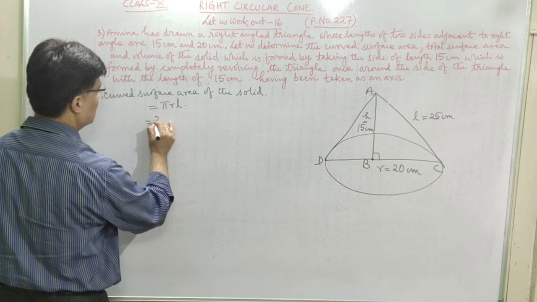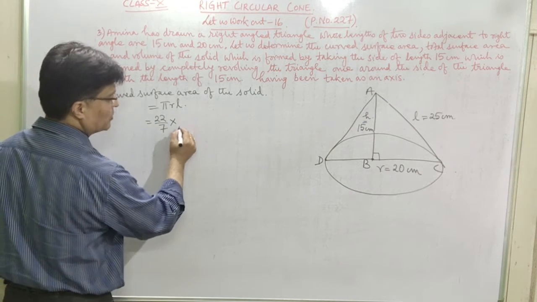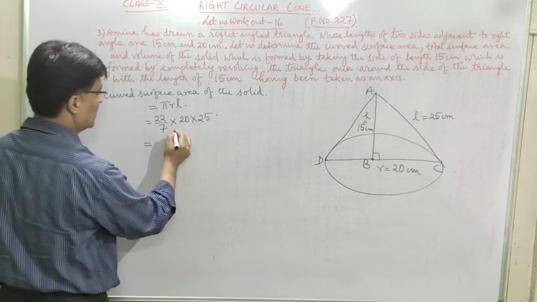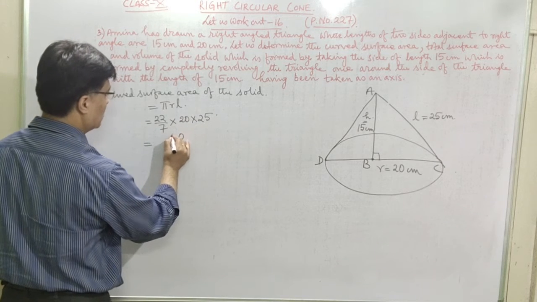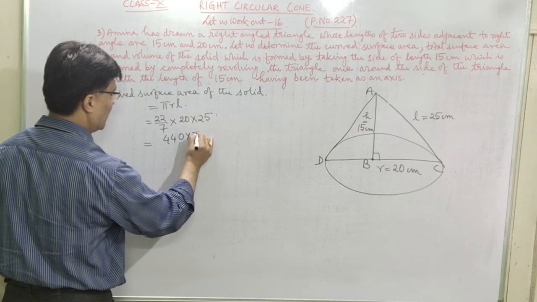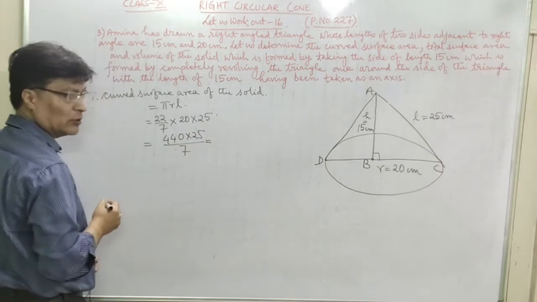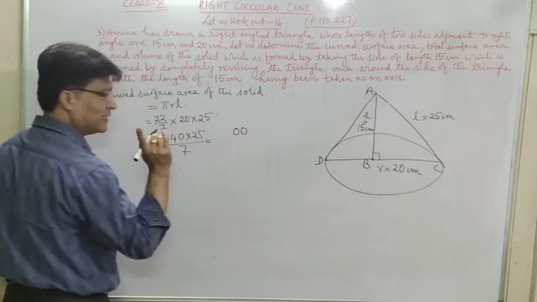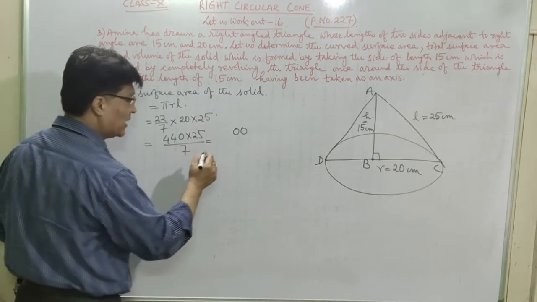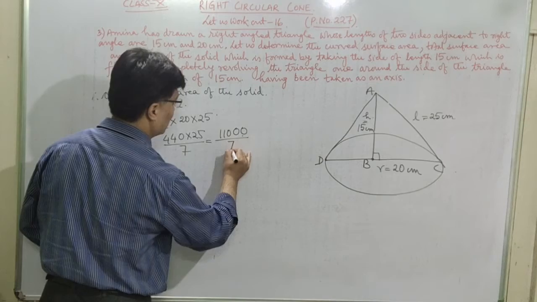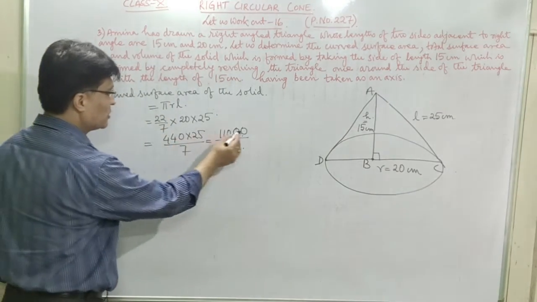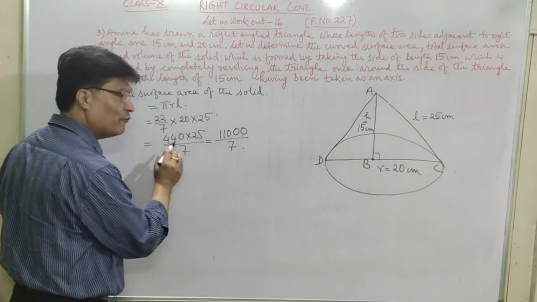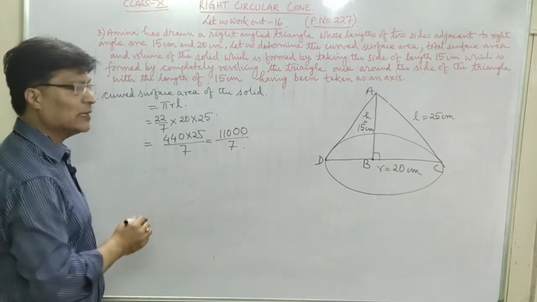Okay, so pi means 22 by 7. What is the radius of the base? 20. What is the slant height? It is 25. Let us multiply it. 22 into 20, you can multiply them. 440 into 25 divided by 7, which is equal to, let us multiply 440 into 25. That is 11,000 divided by 7.